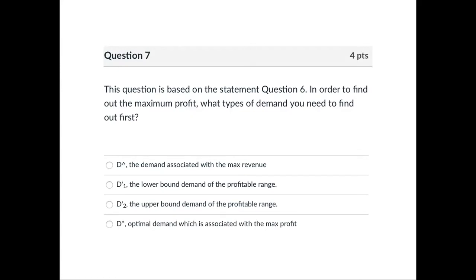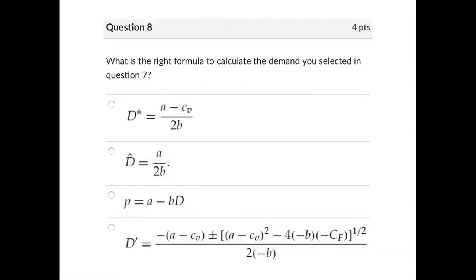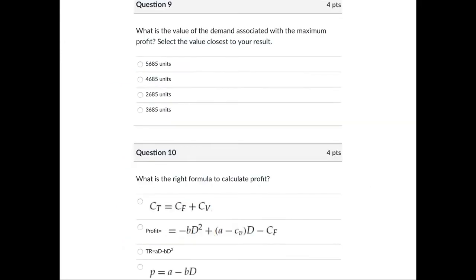And then the question is, in order to find out maximum profit, what types of demand do you need to find out first? For maximum profit, you want to go with the D star, which is the optimal demand. So D star, that's the right one. What is the right formula to calculate the demand you selected in question number 7? So what is the formula for D star? And this is the one, very easy.